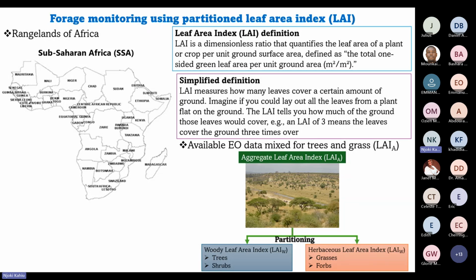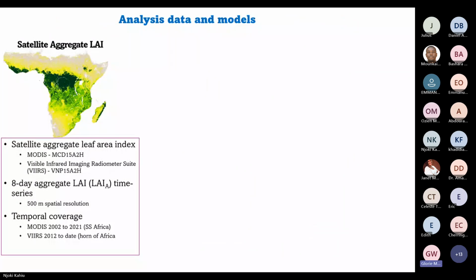So LAI is basically the green leaves within an ecosystem. When we get this data, it has mixed trees and grasses, mixed woody and herbaceous. Whether it's from MODIS or another satellite, we want to separate that and have one component with the woody leaf area and another component with the herbaceous leaf area. To be able to get this, we have key input data for our models.